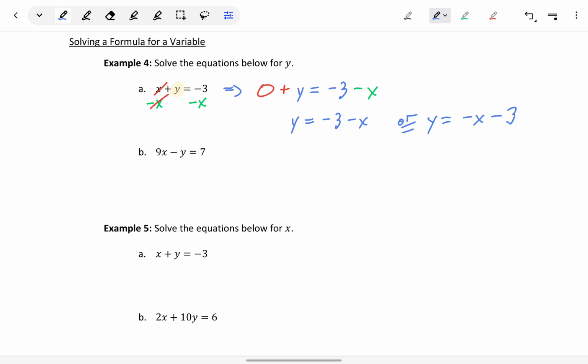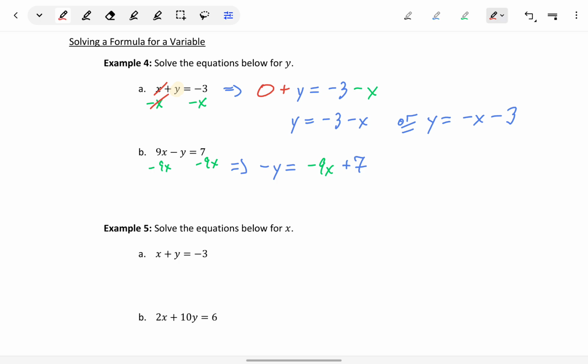In part B, we want to do exactly the same thing. Here we have 9x minus y is equal to 7. We want that y variable to be isolated by itself, so we'll start off by subtracting the x term over to the other side, which will leave us with -y is equal to -9x plus 7.